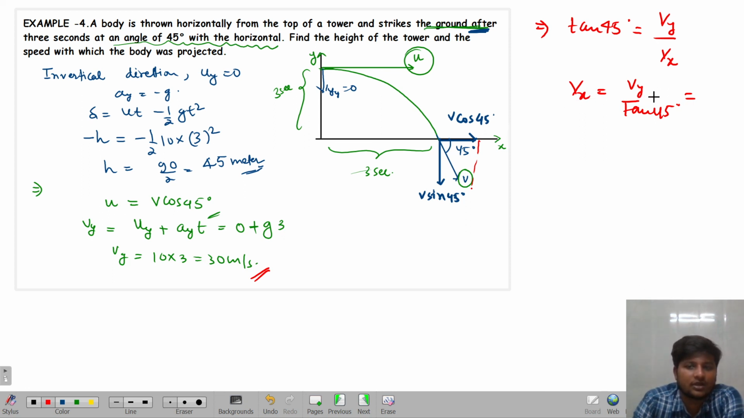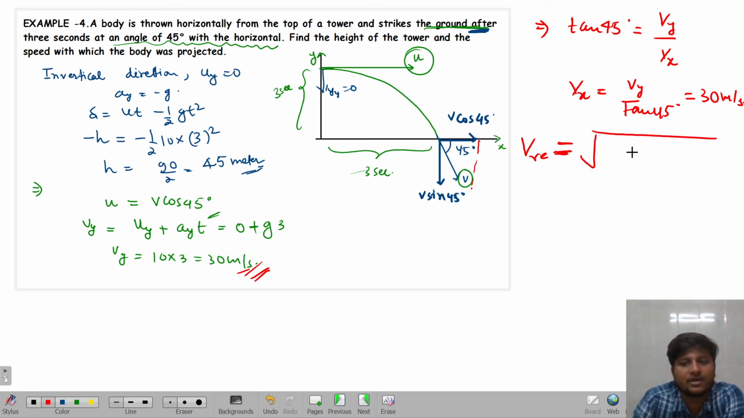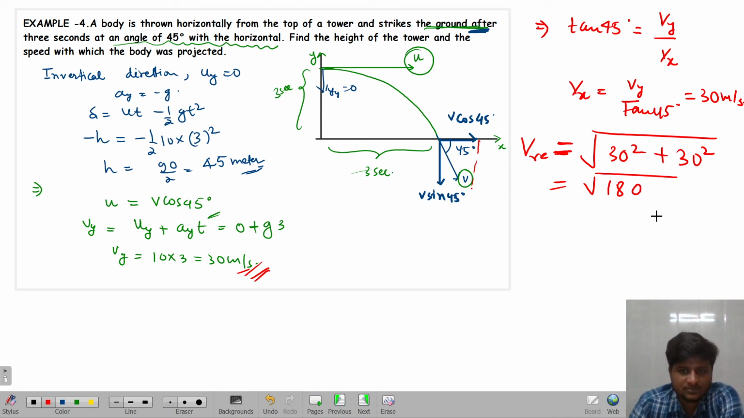1. So velocity along x is equal to velocity along y. What is velocity along y? 30 meter per second. So velocity along x is how much? 30 meter per second. So resultant velocity with which the particle is hitting the ground is equal to root over 30 square plus 30 square. That is equal to 9, 9, 18, 18, I think that is equal to 1800 meter per second. Yes or no? I think I am correct. Yes or no?